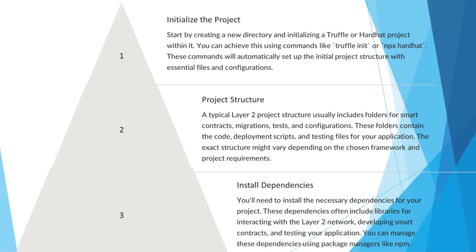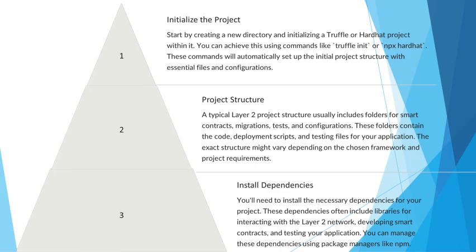Let us look at the project structure. A typical layer 2 project structure usually includes folders for smart contracts, migrations, tests, and configurations. These folders contain the code, deployment scripts, and testing files for our application. The exact structure might vary depending on the chosen framework and project requirements.